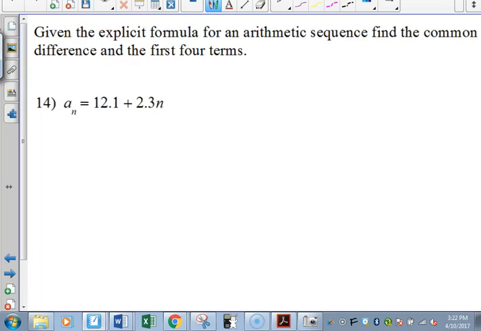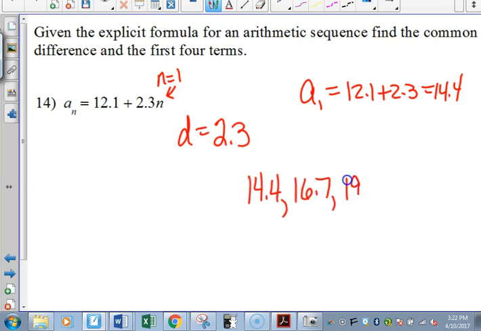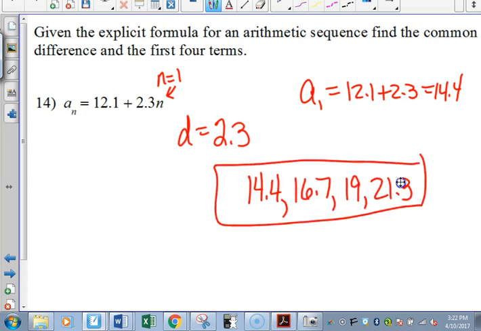So can anybody pick out what the difference is going to be on this one? The problem is somebody's going to tell me the first term is 12.1, and it's not. You have to put a 1 in to find the first term. You count that as the first term, but the next term is 2.3 more than that. Add 2.3 and you get 19, add 2.3 and you get 21.3, I think. Somebody tell me if I did that wrong. Are we good? 19 and 21.3? I know I was going fast.